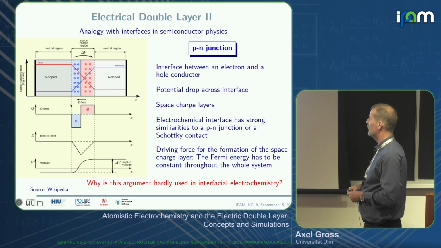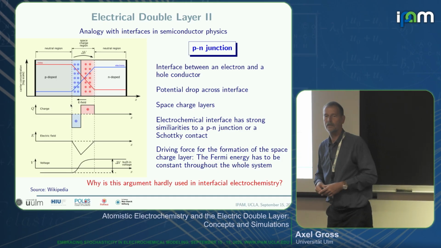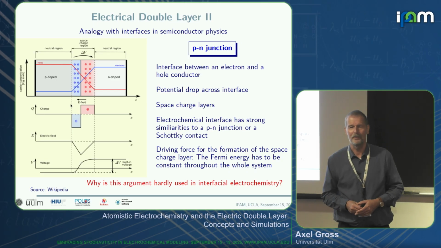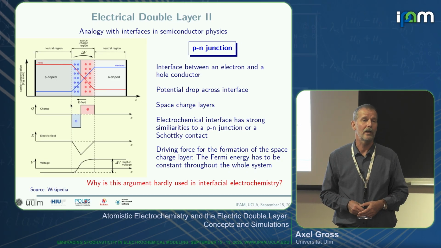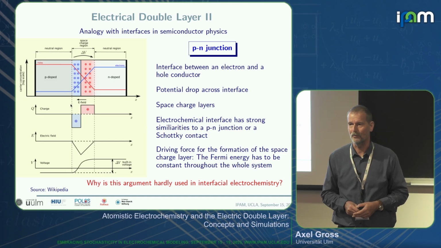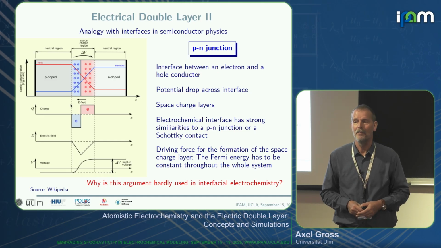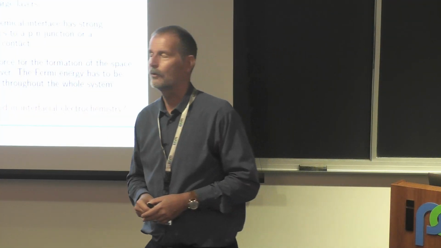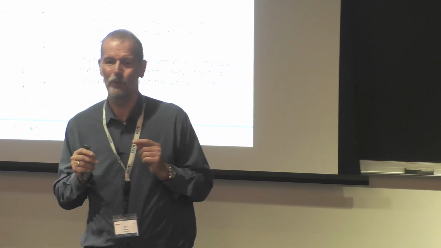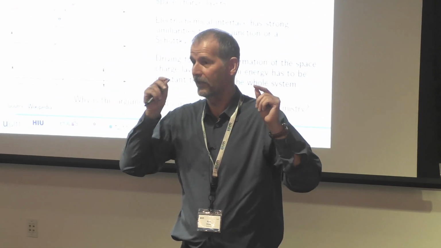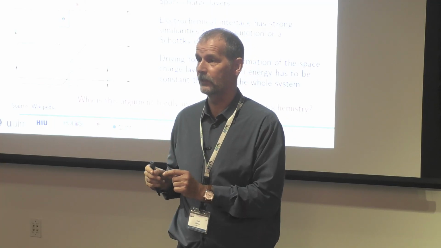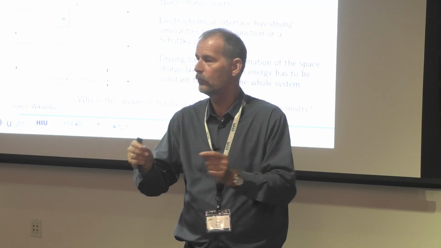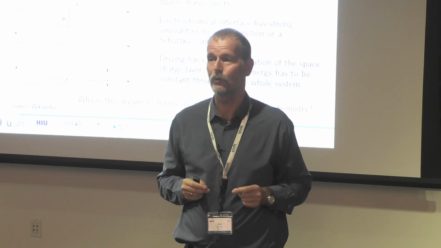And why is this argument hardly used in electrochemistry? I expose myself here, because electrochemists do not like the word Fermi energy, because they're not material scientists. But then I would say that you could call it the electrochemical potential of the electrons. I have another point on the electrochemical potential. Electrochemists make a distinction between the chemical potential and the electrochemical potential. They say, okay, what do we do? There's a difference: it's electrostatic forces.